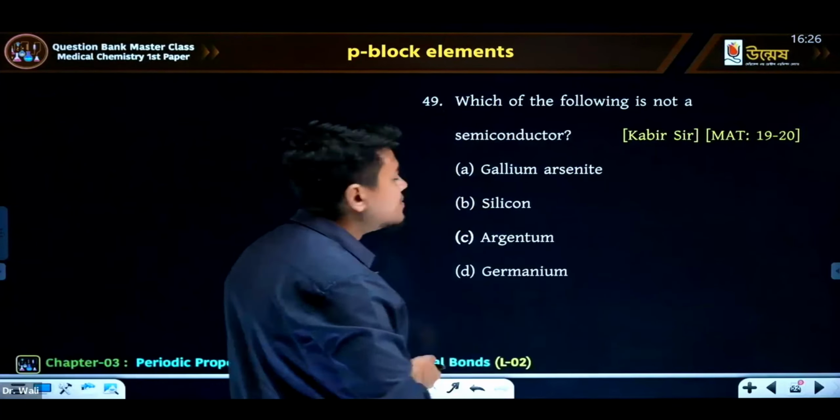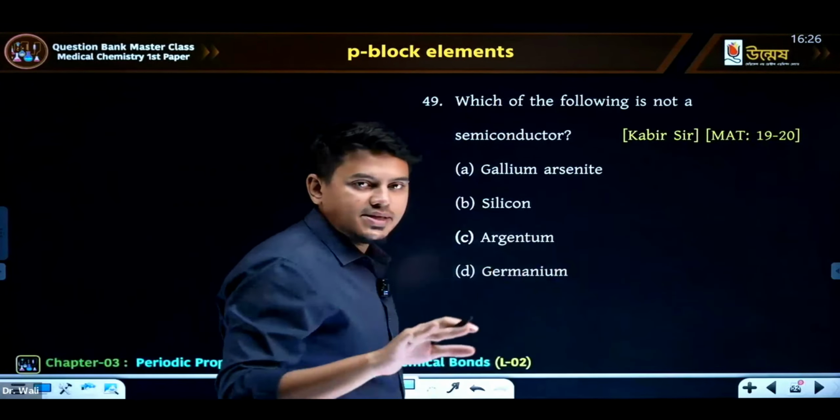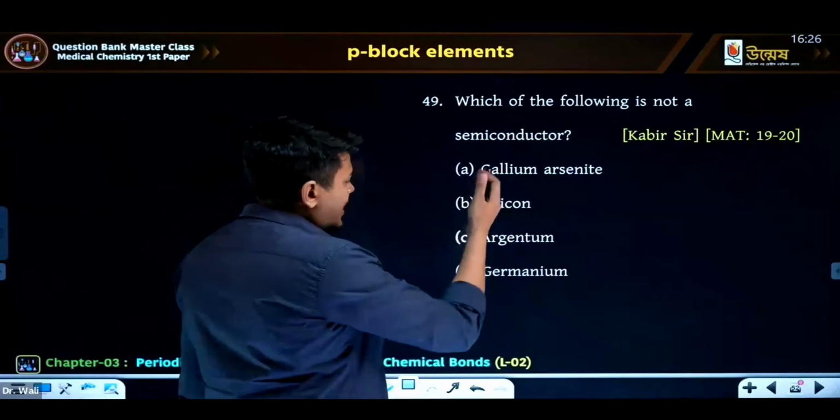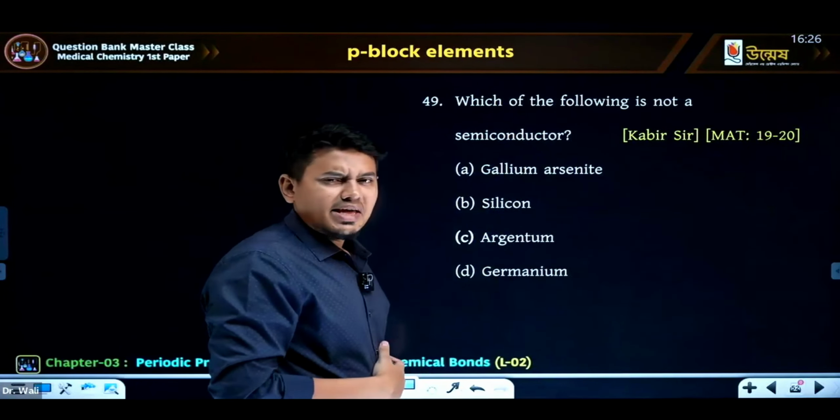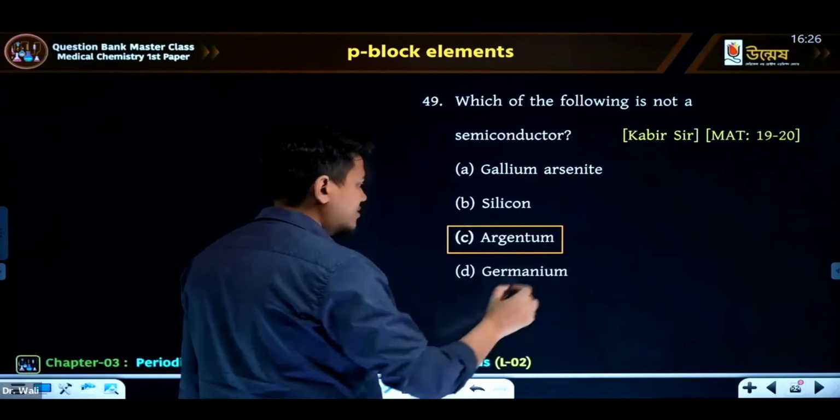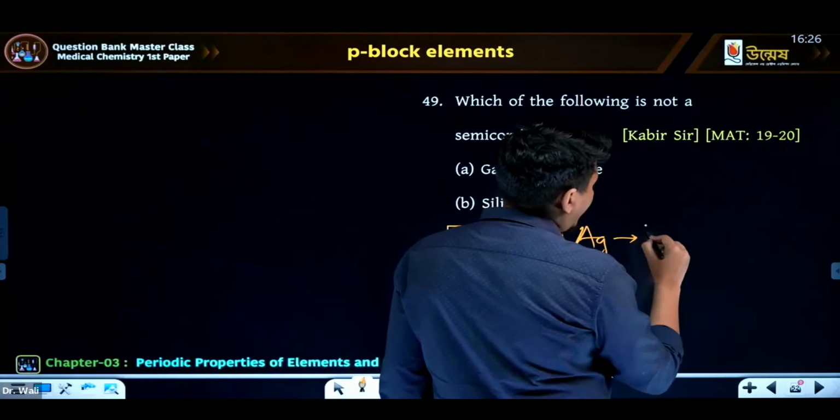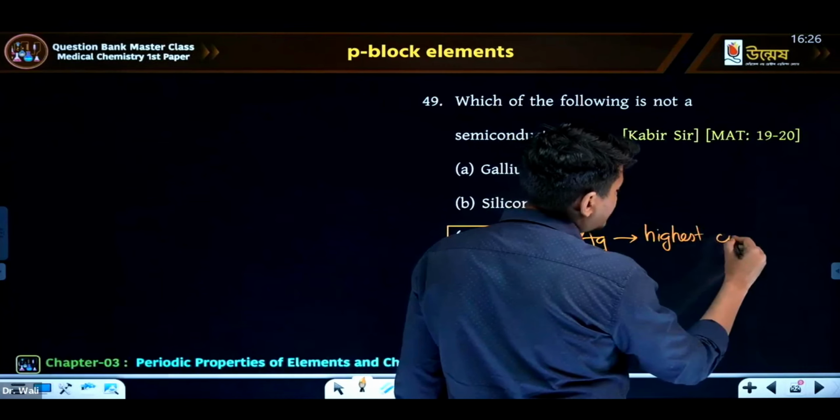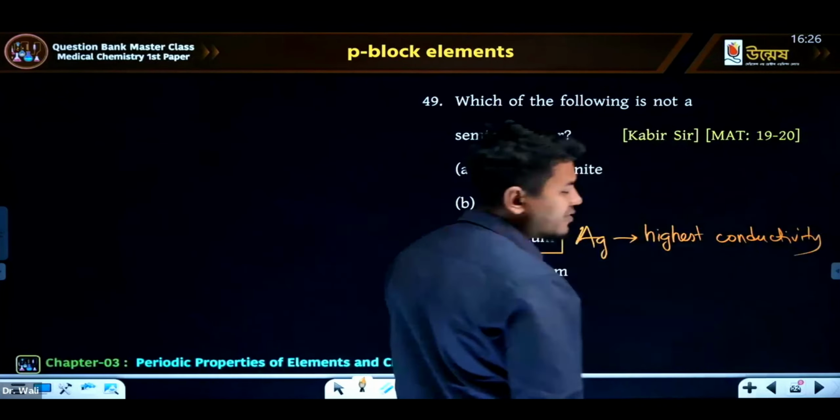Which of the following is not a semiconductor? As we have said, metalloids can be semiconductors. So gallium arsenide, silicon, germanium, all these can be semiconductors. But argentum, I mean silver, no way. Silver is the metal that shows the highest electrical conductivity. So no way it will become a semiconductor.